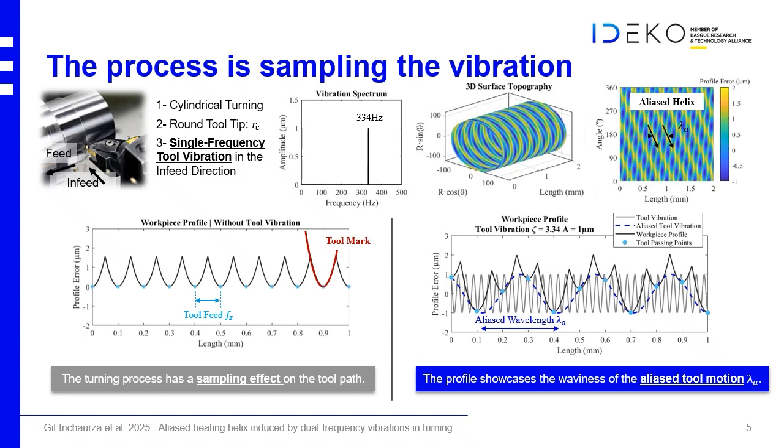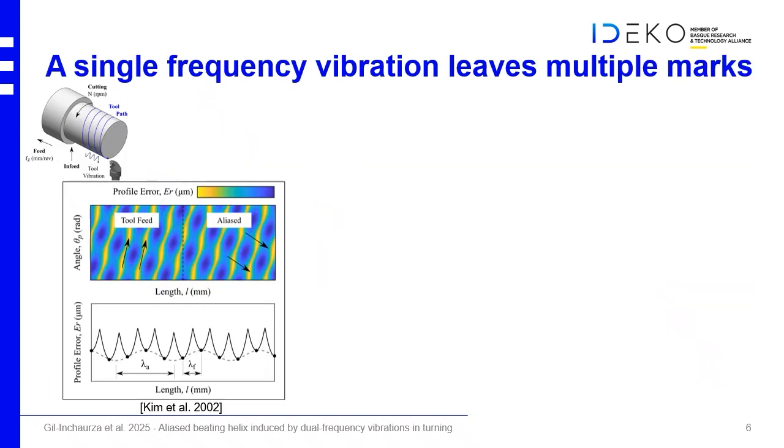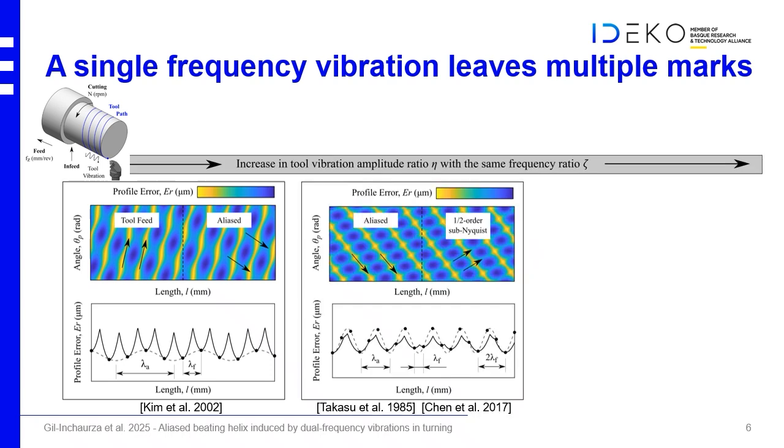So if we look at this problem, even if it seems simple at first view, a turning process with only one single vibration, it's getting more complex than expected. Because with low vibration, what we get is the tool feed marks, and in the background we have a secondary helix related to the aliased vibration. This was well known for a long time. Then, if we increase the amplitude of vibration, keeping the same frequency, the aliased vibration becomes dominant.